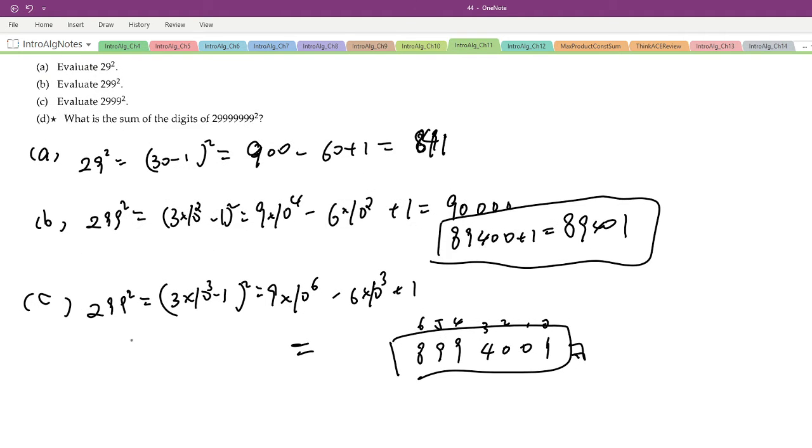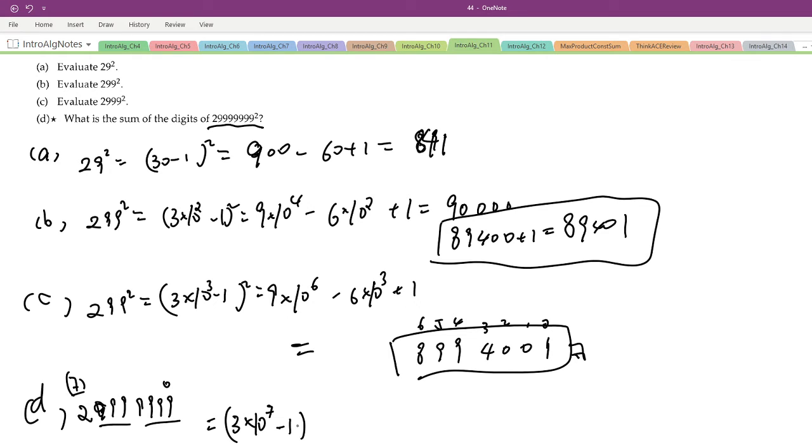Okay, so now we want to solve this one. So let's see, D is 2 with 1, 2, 3, with 1, 2, 3, 4, 5, 6, 7, then from 0, 1, 2, 3, 4, 5, 6, 7. So this is (3 times 10 to the 7 minus 1) square, which is 9 times 10 to the 14 minus 6 times 10 to the 7 plus 1.